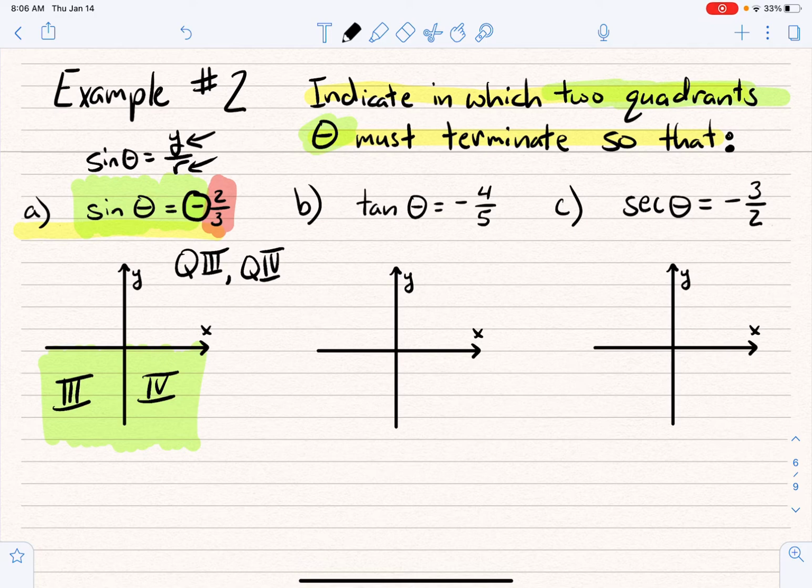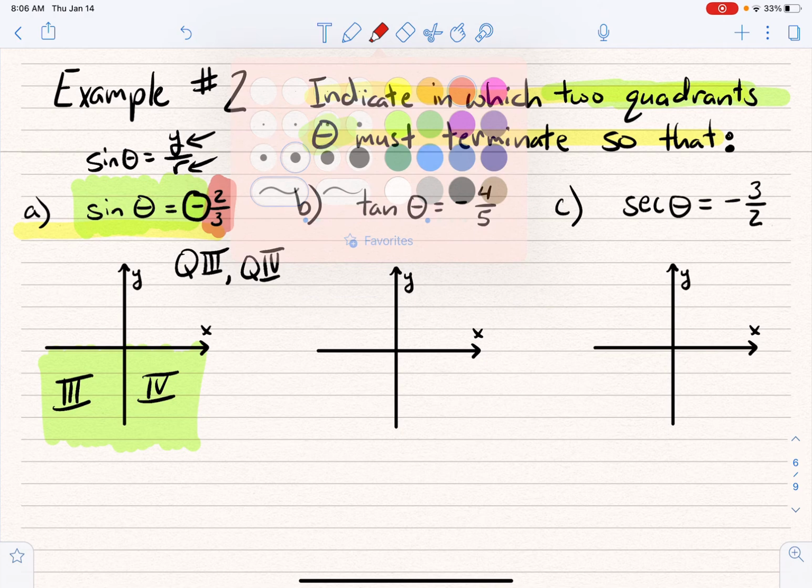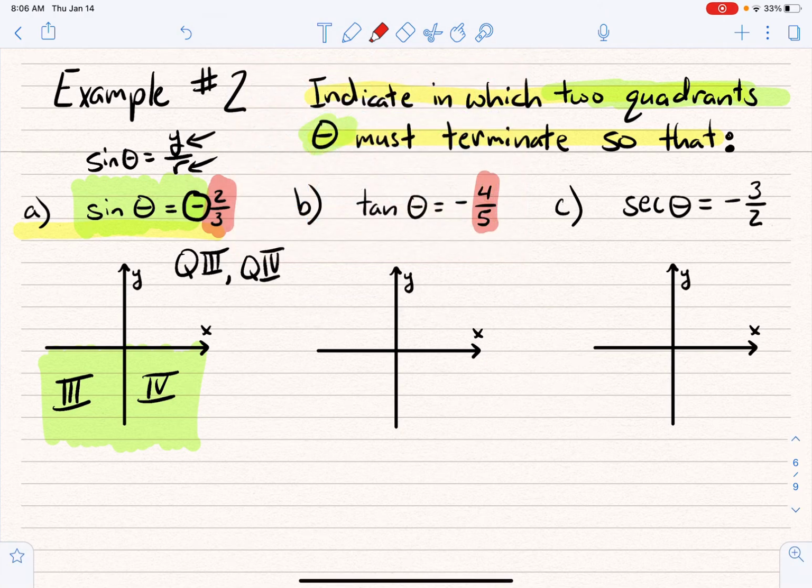Next one. Now this one's definitely a little bit trickier. It says tangent theta is negative 4/5. Again, do not get hung up on what this value is. Your whole goal here is to see the fact that tangent theta is negative. This is probably the trickiest one, because if you remember, tangent theta is y over x. So which one of those can be negative? The answer is both.